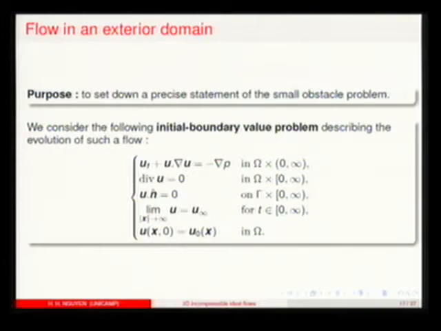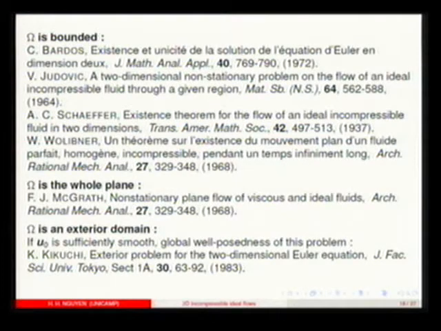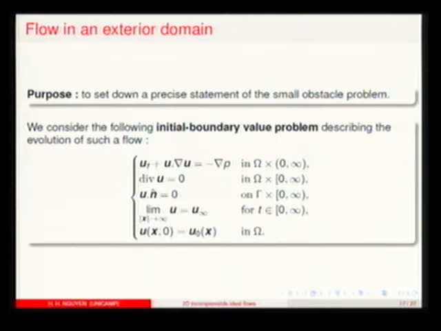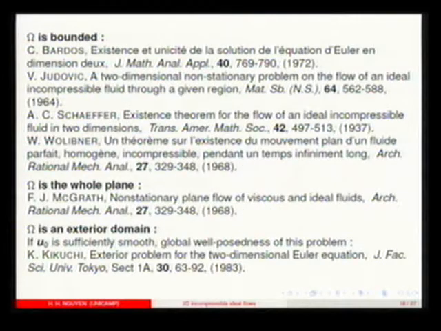There is some work. If omega is bounded, there is work of Bardos, Yudovich, Schaeffer, Wolibner, and others. When omega is the whole plane, we have the work of McGrath, and when omega is an exterior domain, if u0 is sufficiently smooth, the global well-posedness result is due to Kikuchi.